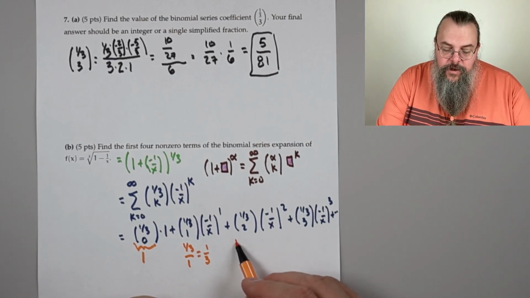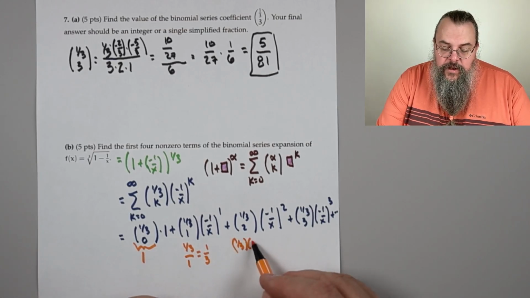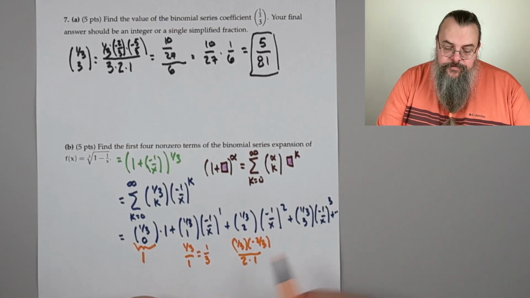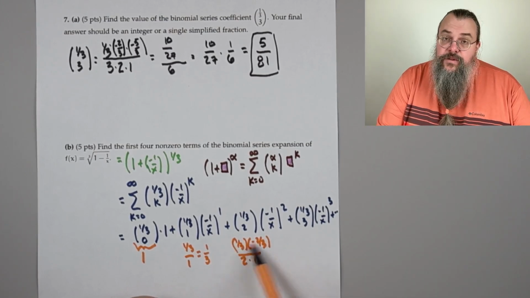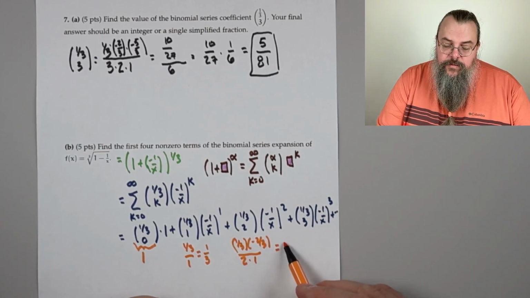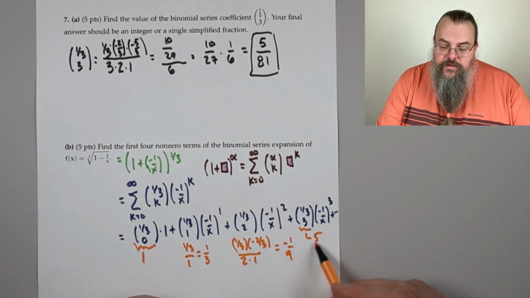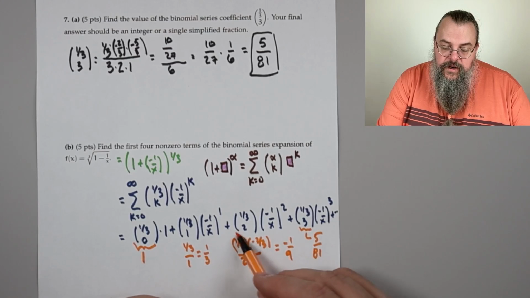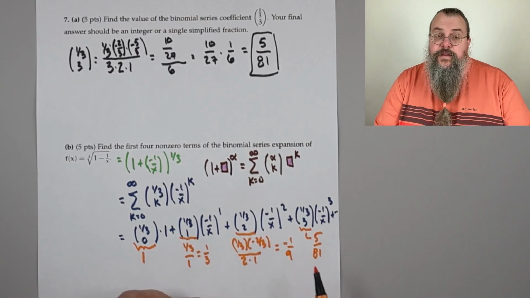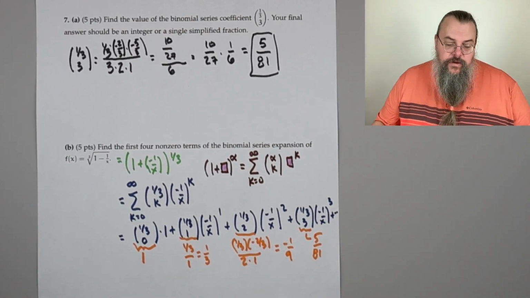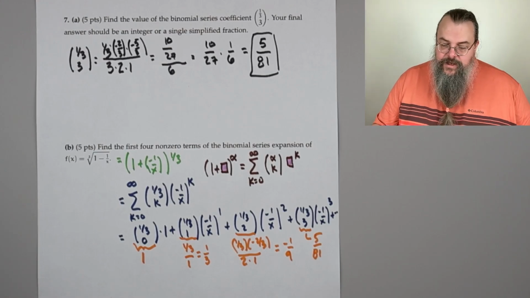Here, we're going to get 1/3 times minus 2/3. Then downstairs, we're going to have 2 and 1. So we're going to get minus 2 over 9 over 2. So this is going to be minus 1 over 9. And finally, this we can just copy, 5 over 81. All right, so we found our pieces here. Okay, so let's update, and we'll see where we're at.